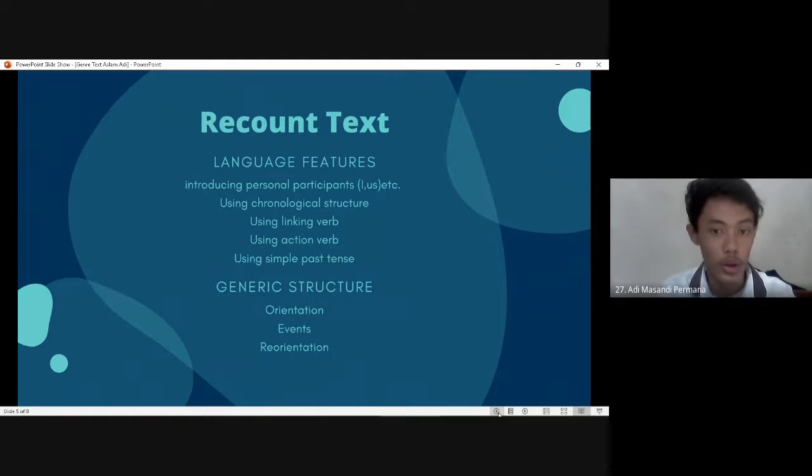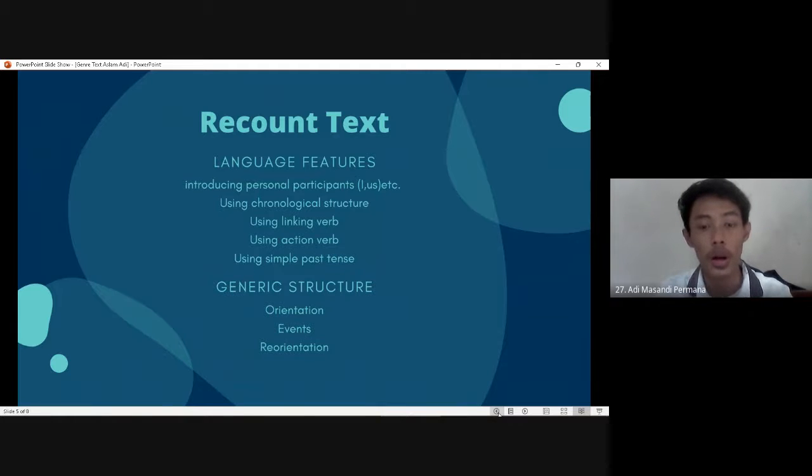And then using chronological structure. So the time words connect events or chronological connectives is used in context such as soon as, eventually, then, a few moments later, and suddenly. The next one is using linking verb. Linking verb is used to link a sentence and the other, and it's used in the context. And then we are using action verb as the next point.